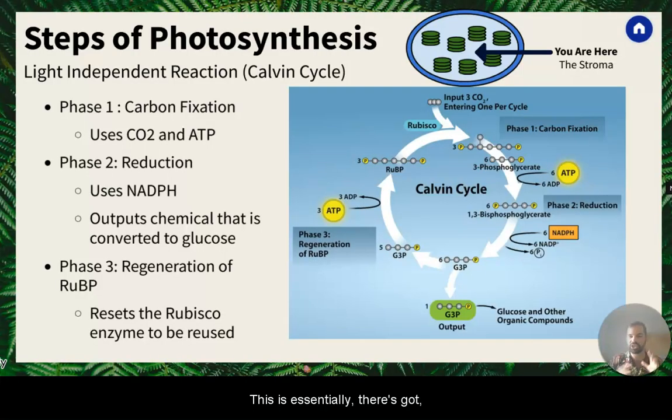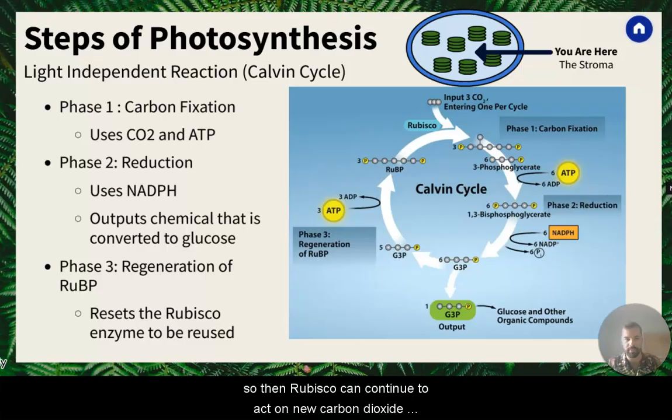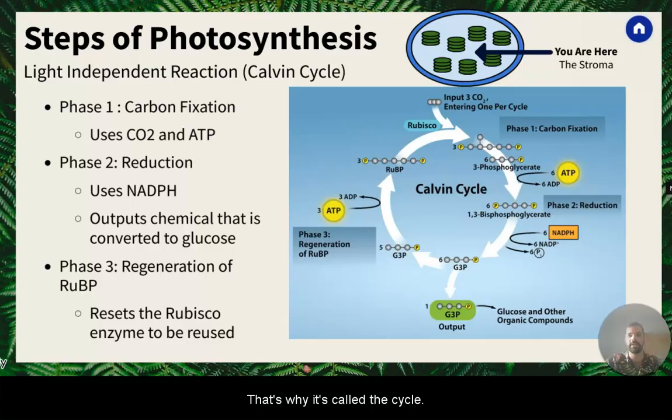This is essentially, there's some other parts to it, but this is essentially a half of a sugar, half of a 6-carbon sugar. It's a 3-carbon sugar with a phosphate. So that is one of the outputs, but then some of them end up getting recycled back with the help of additional ATP input. You regenerate this RuBP molecule. So then Rubisco can continue to act on new carbon dioxide, and the cycle continues. So that's why it's called the cycle.